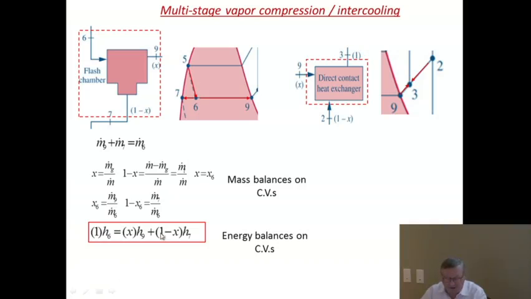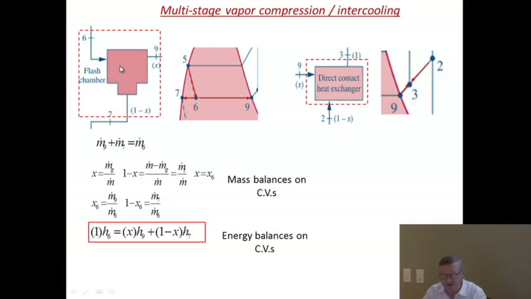That means then you can write your equation of balance, energy balance, and mass. So the total mass times H6 equals the fraction that comes out times the enthalpy, H9, plus the mass, 1 minus X, fraction, times H7, that comes out at point 7. This now is the energy balance, and this is what happens on the flash chamber.